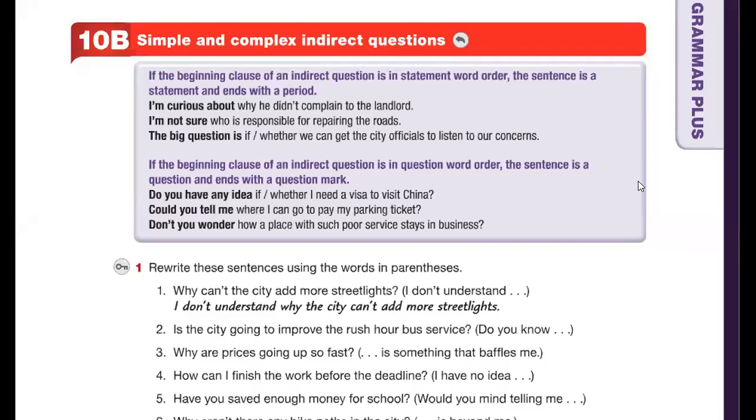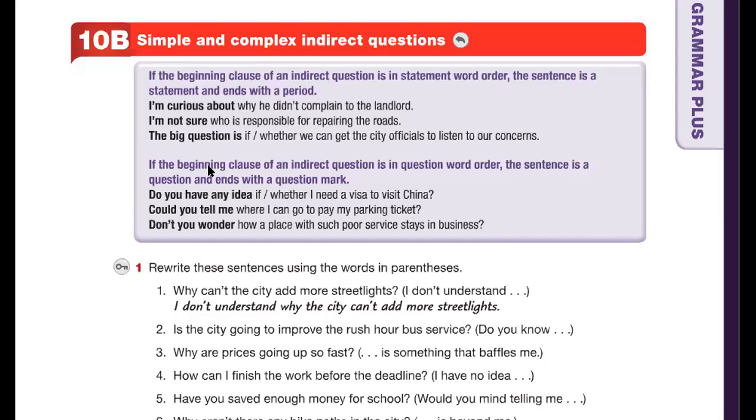Okay, so pending, we have the grammar vocabulary plus 10 simple and complex and direct questions. If the beginning clause of a direct question is in statement word order, the sentence is a statement and ends with a period. I'm curious about why he didn't complain to the landlord. I'm not sure who is responsible for repairing the roads. The big question is if or whether we can get the city officials to listen to our concerns.